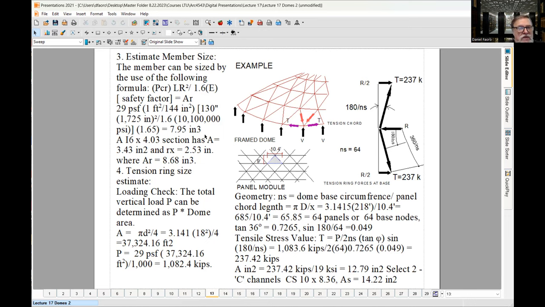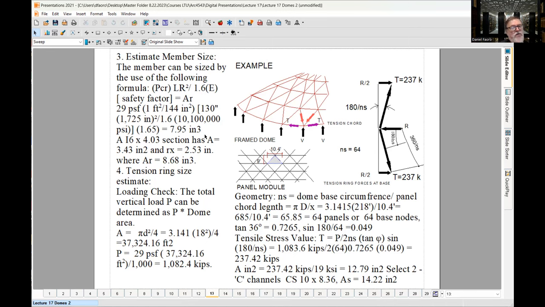So we get A times R, that's the cross-sectional area of the member, times its radius of gyration. So you're taking into account two factors: how much material is there to resist compression, and what's the slenderness ratio, essentially, for buckling, its radius of gyration. So your units are 7.95 inches cubed. An I6 by 4.03 section has an area of 3.43 inches squared. RX is 2.53. The area is 8.68 inches cubed. That could be conceivably valid to use as a member.